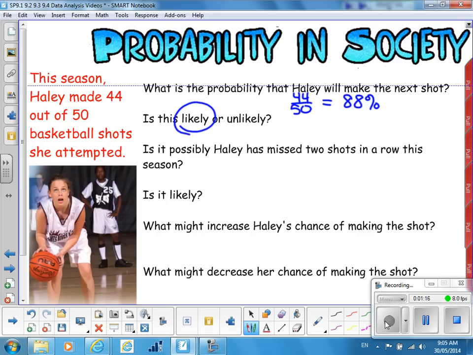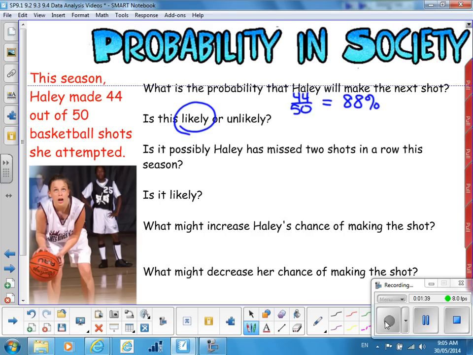What might increase Haley's chance of making the shot? Think of some things that might help. Well, maybe she practices a little bit more. Depending upon what types of shots she's doing, maybe if she actually gets closer to the net, she'll make the shot better. Or maybe she needs to be further from the net. Depends on what kind of a basketball player she is.